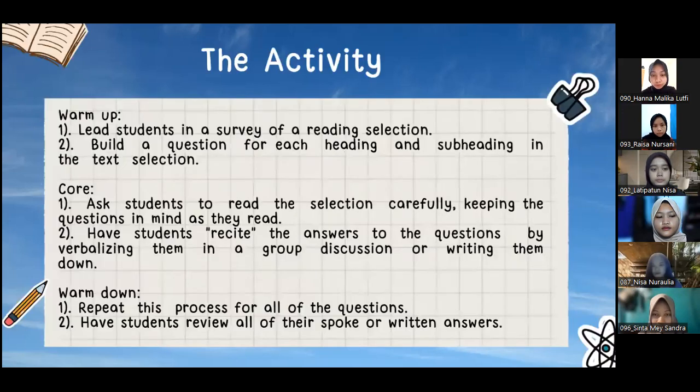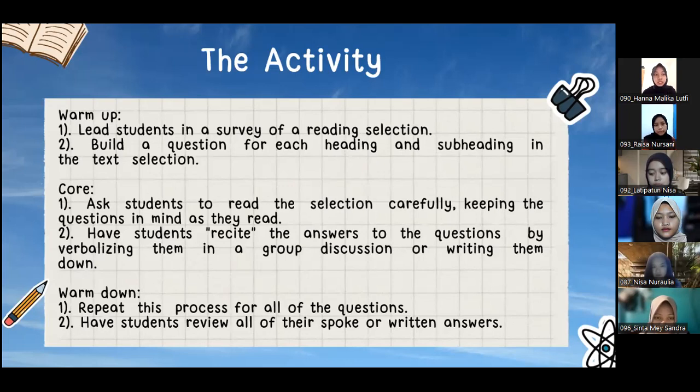Next. In the warm-up activity, the teacher can lead students in a survey of a reading selection and build a question for each heading and subheading in the text selection. And what should the teacher do in the core activity? First, ask students to read the selection carefully, keeping the question in mind as they read. Have students recite the answer to the question by verbalizing them in a group discussion or writing them down.